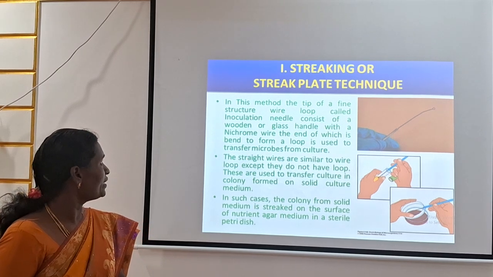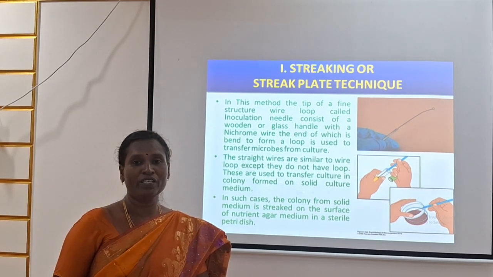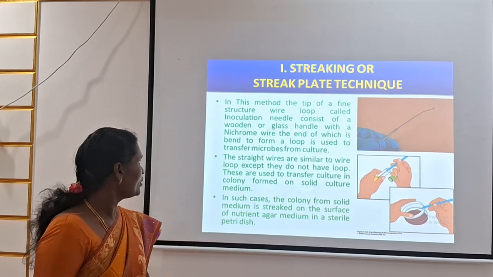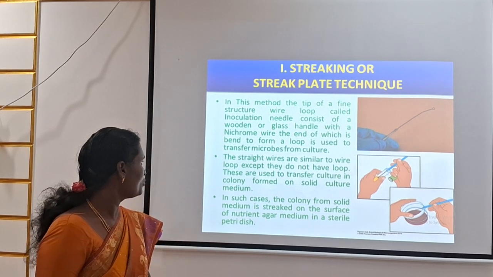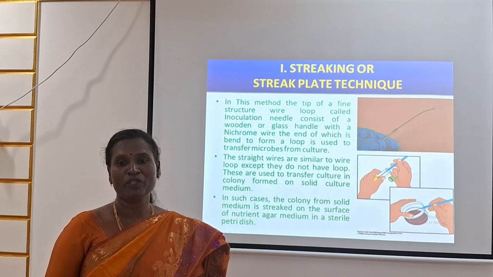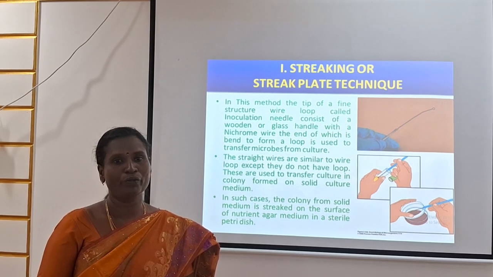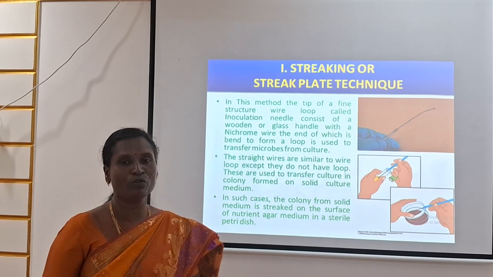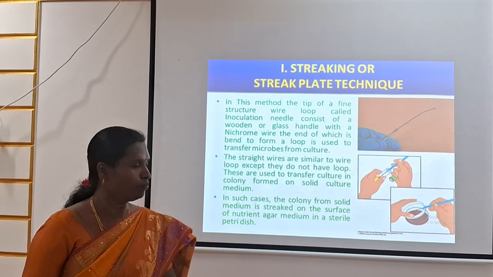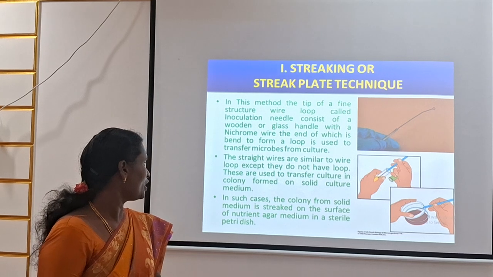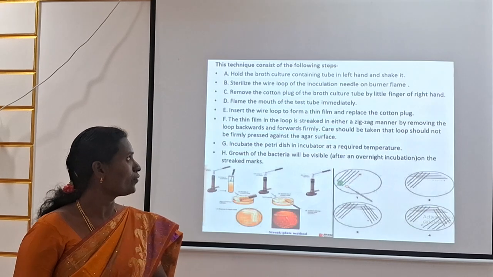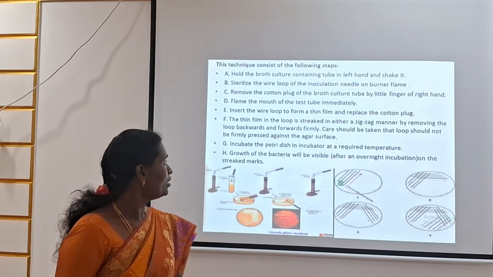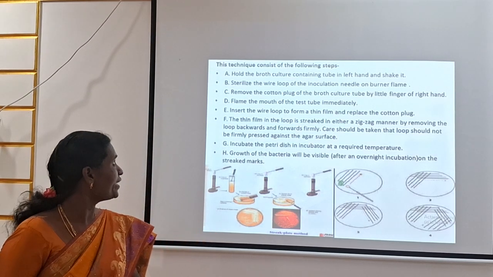In the streak plate method, we use an inoculating loop made of tungsten wire. This loop is used for transferring the culture from the mixed culture to pure culture. Mainly solid media is used for streaking the mixed culture on the agar medium. These are the techniques used for the isolation of pure culture by the streak plate technique.